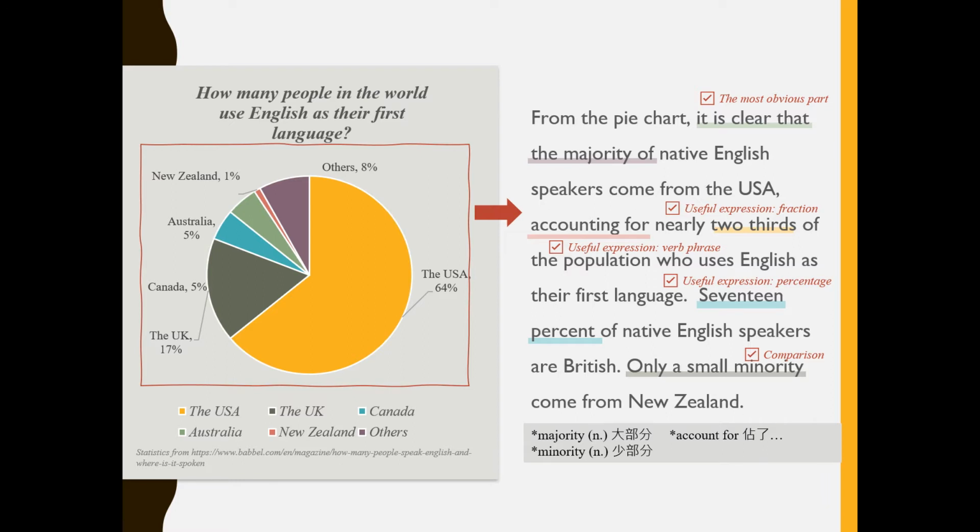Alright, the video is about to end. We learned what a pie chart looks like, its components, and an example passage to describe a pie chart. In the next videos, we will learn more about other types of graphs. Stay tuned. See you soon.